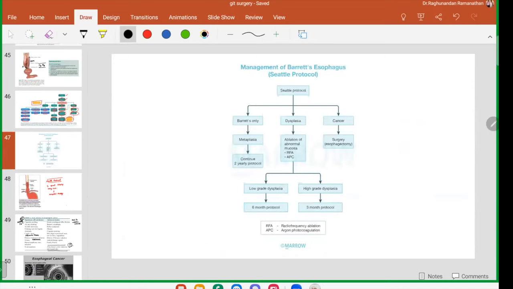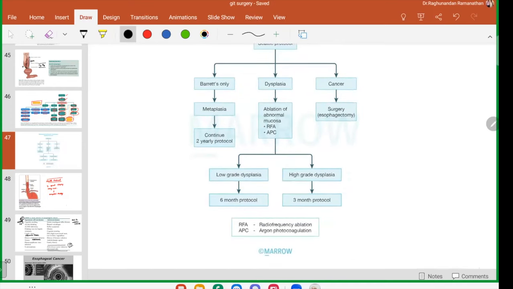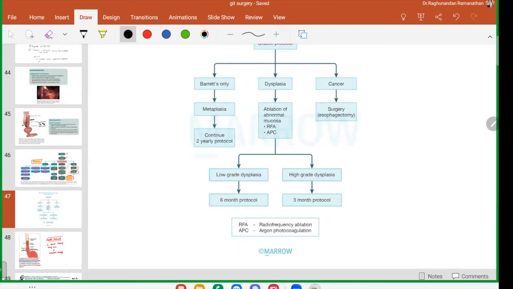Simply put, in the Seattle protocol, first you see whether it's Barrett's, or dysplasia, or cancer. If cancer, you do esophagectomy. If Barrett's, metaplasia, continue a 2 yearly protocol. If it is dysplasia, you see whether it's low grade or high grade, and treat by radiofrequency ablation or argon photocoagulation. Then low grade dysplasia comes under a 6 months protocol, high grade dysplasia under a 3 months protocol. I just wanted to add this point also.